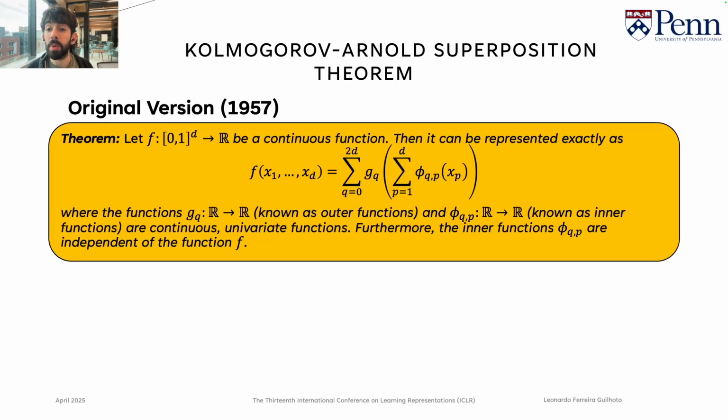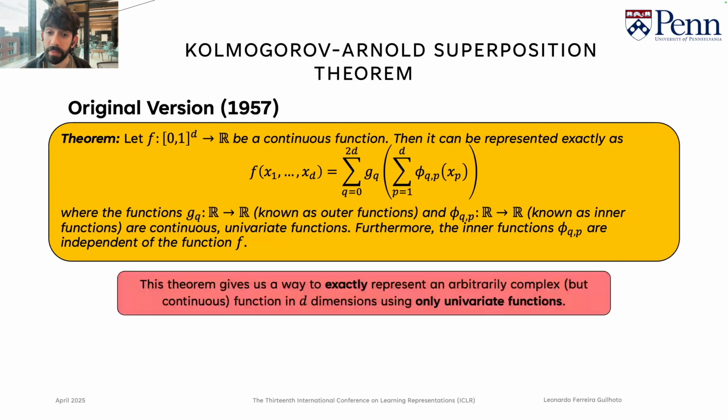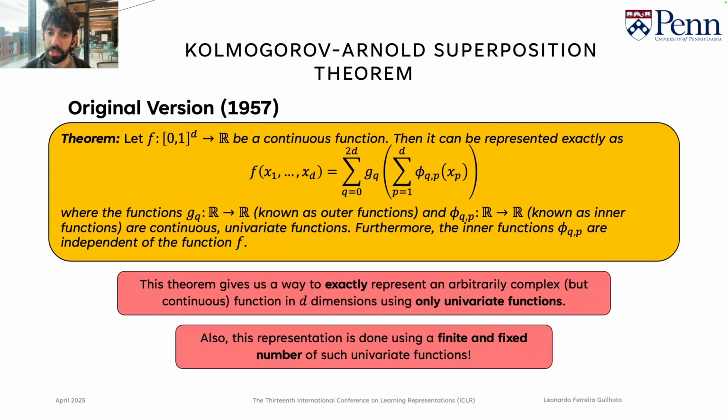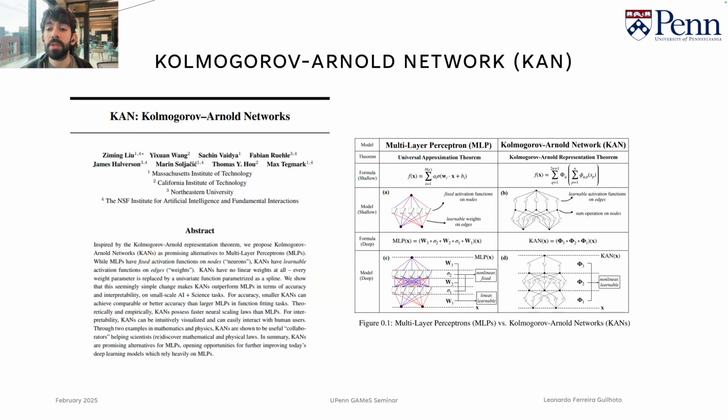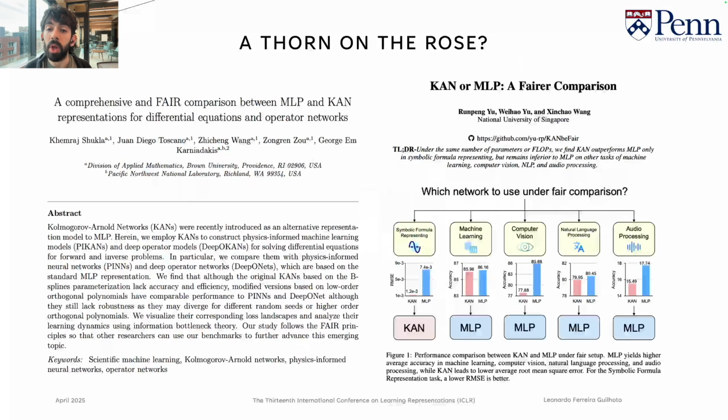The original version of the Kolmogorov superposition theorem was proposed in 1957 to address Hilbert's 13th problem. This theorem provides a way to exactly represent an arbitrarily complex continuous function in d dimensions using only univariate functions. It also does so using a finite and fixed number of functions. There have been many attempts over the past half century at adapting Kolmogorov's theorem for computational tasks, but most recently, Kolmogorov-Arnold networks, also known as KANs, appeared as an attractive approach to integrating the theorem with modern deep learning. However, more recent papers indicate mixed results when employing this architecture, motivating the need for more research in the field.